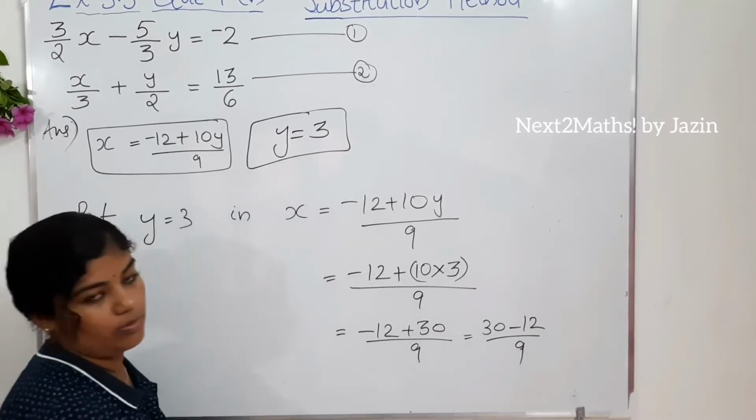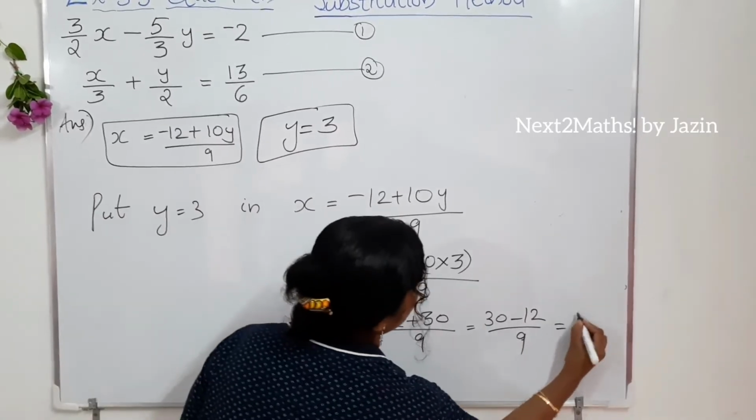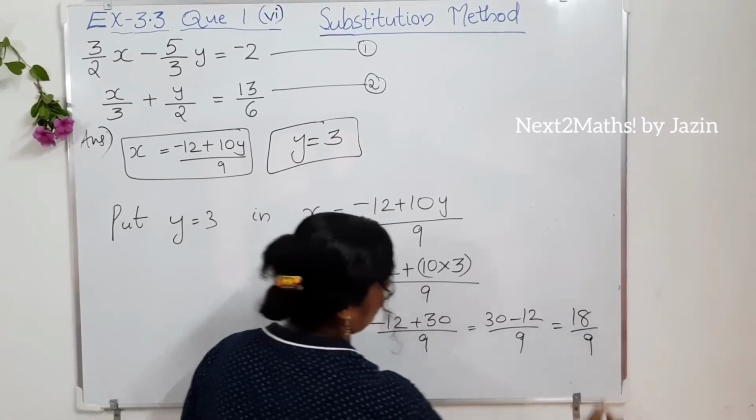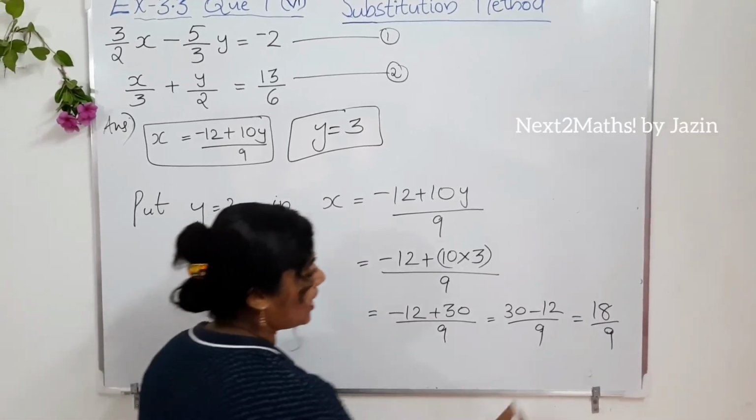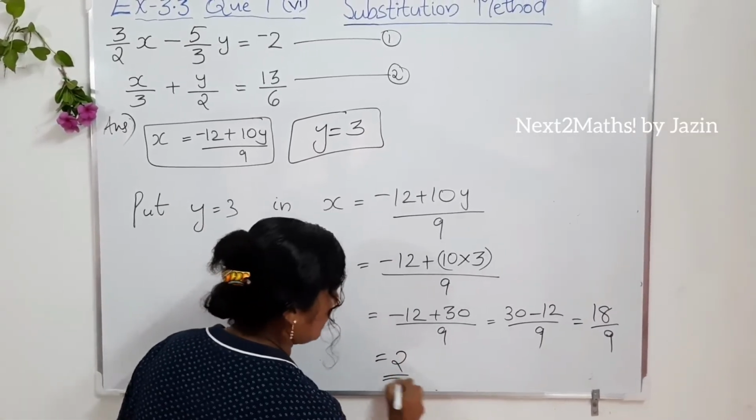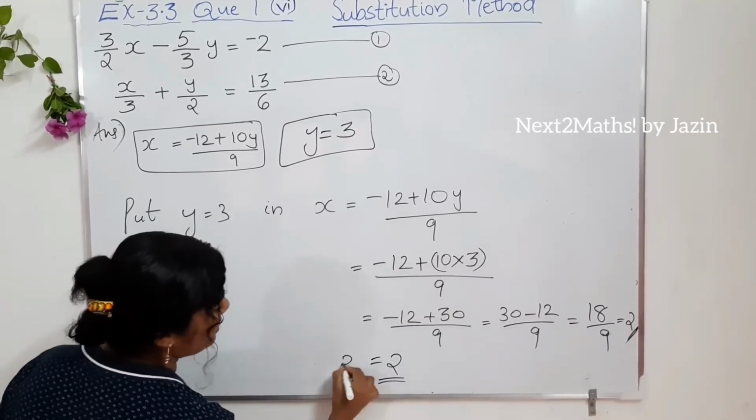30 minus 12. What will you get? It will be 18. So the answer is 18 by 9. 18 by 9 is 2. 9 twos are 18. So you can write as 2. So you can write x is equal to 2.